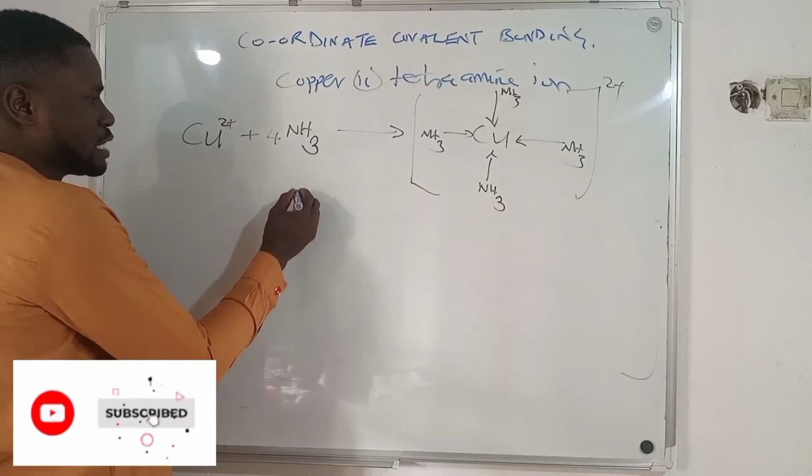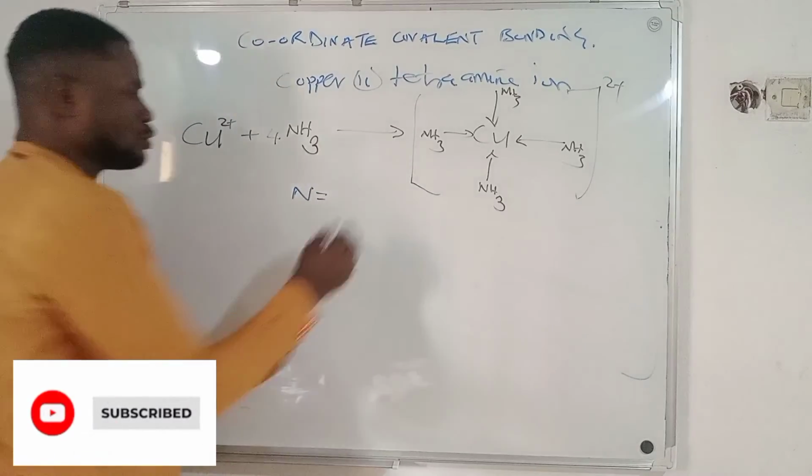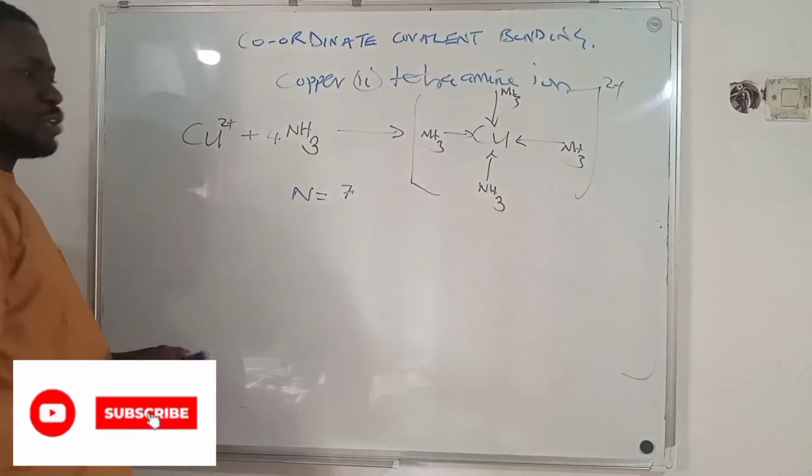Remember, the central atom in ammonia is nitrogen. What is the atomic number of nitrogen? It's 7. The atomic number of nitrogen is 7.